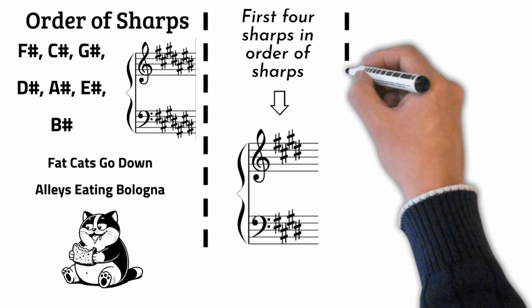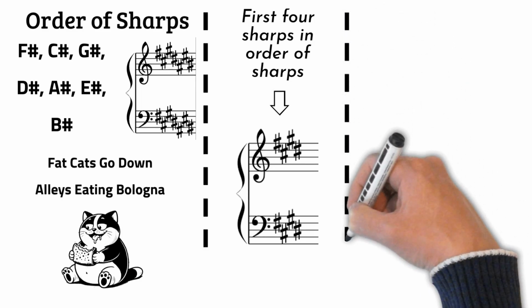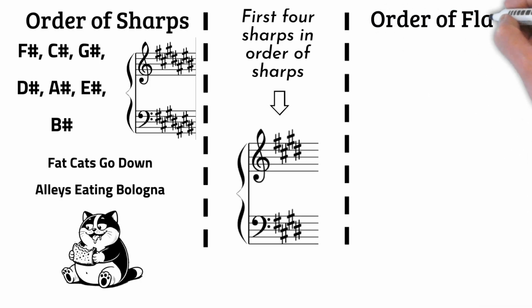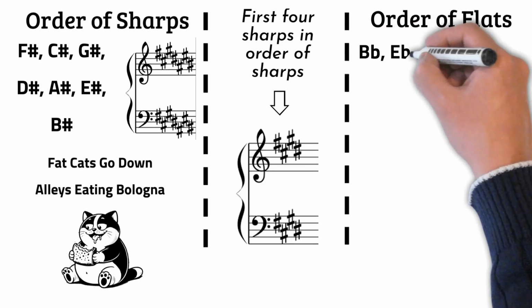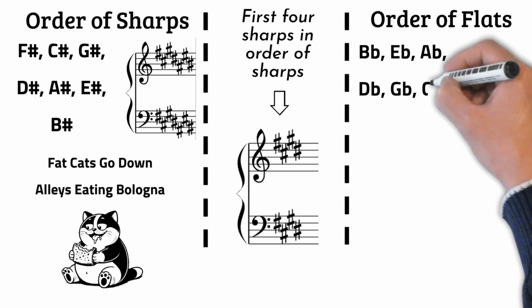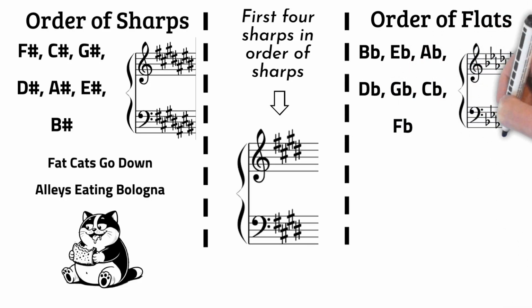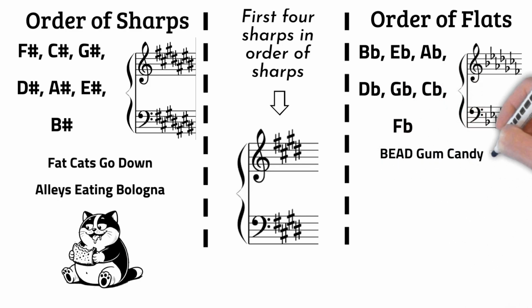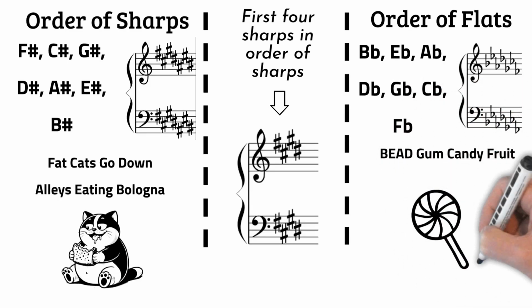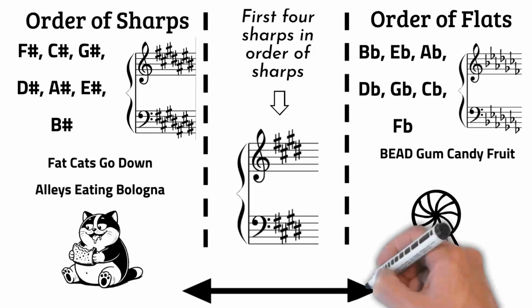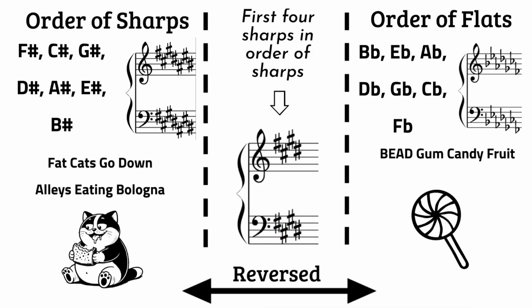A similar rule exists for flats. The order of flats is as follows: B flat, E flat, A flat, D flat, G flat, C flat, and finally F flat. This can also be remembered with the saying, "bead, gum, candy, fruit." Note this order is the reverse order from the order of sharps.